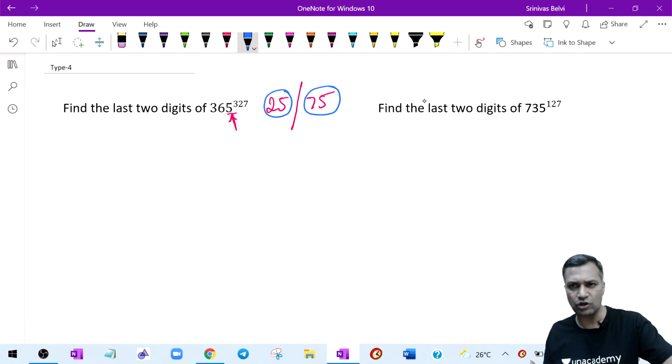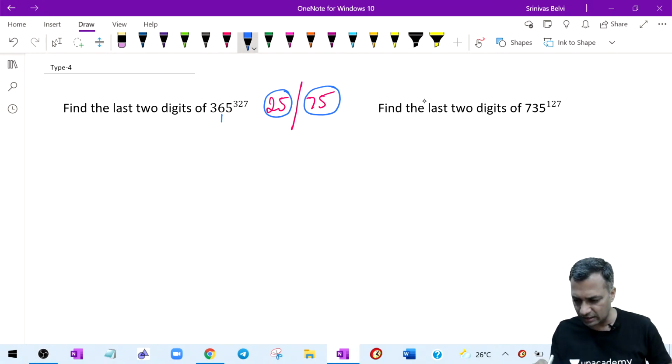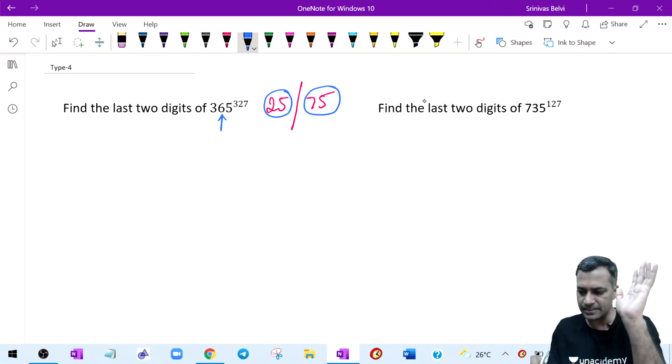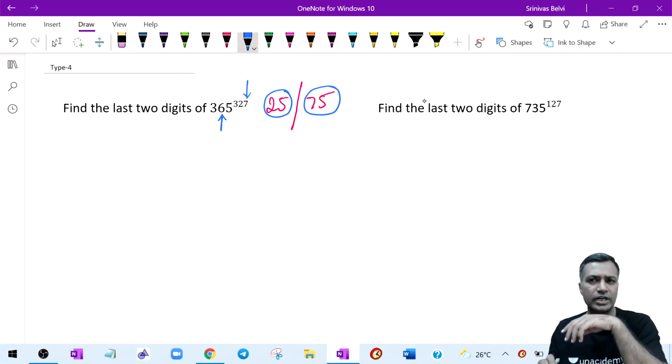Right, so the proof is from the binomial. I'm not going to prove it, it's not required. I already did it in the beginning of the class. How am I going to do this? Only two numbers matter. Look at the tens place of the base. Listen to this carefully. Look at the tens place of the base and look at the units place of the power.